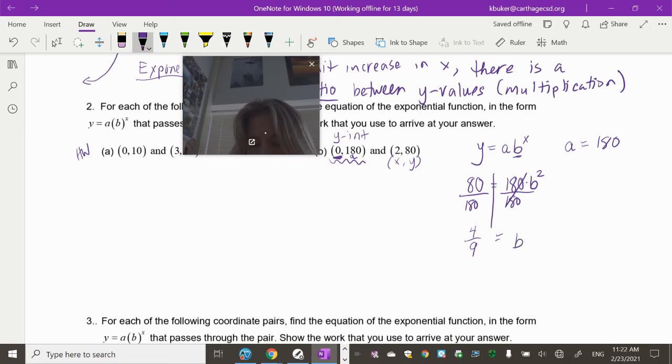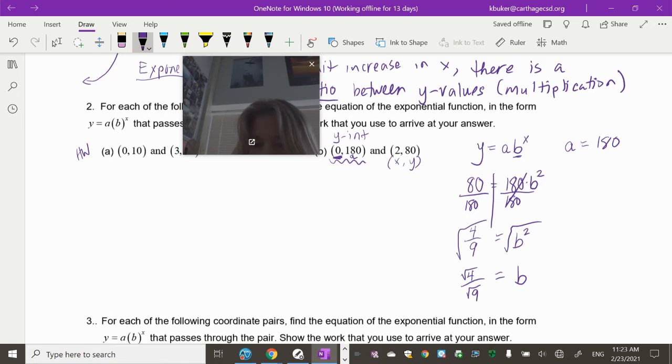equals b squared. Now, we could just take each of these to the 1/2 power, but that's also the same as taking the square root. So for this one, I'm just going to get rid of the square; I'm basically doing the square root of both sides. And the square root of b squared is just b. To get the square root of 4/9, I can separate these.